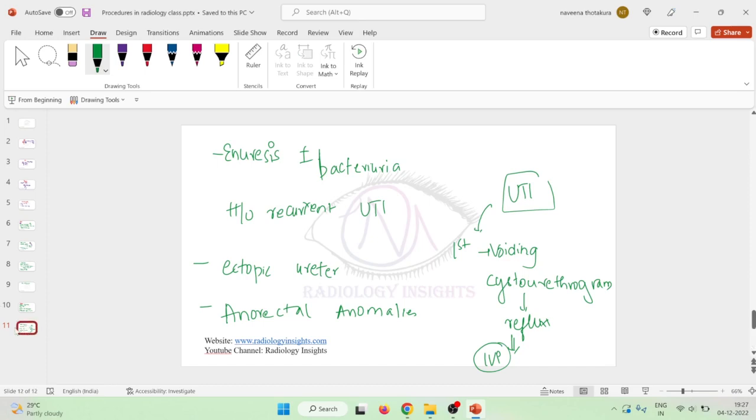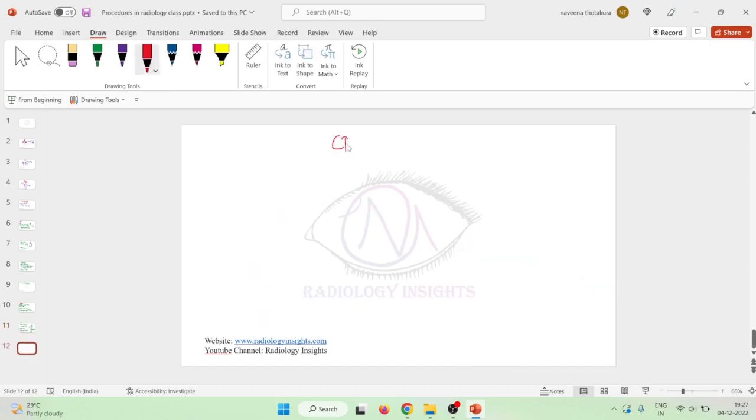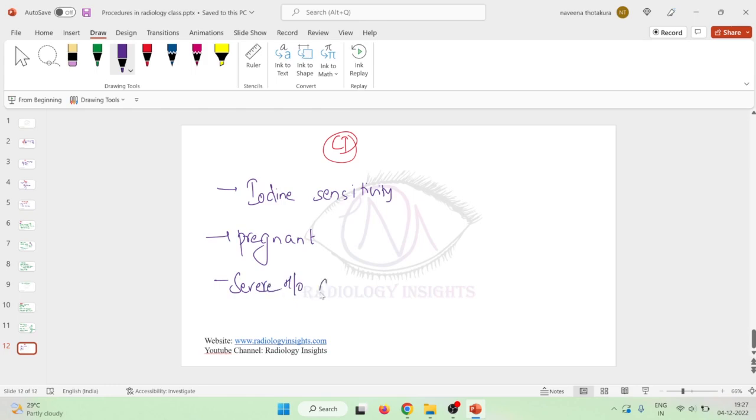Then, what are the contraindications of intravenous urography? Intravenous urography is not used if the patient has any iodine sensitivity, or if the patient is pregnant, then there can be issues with contrast, or if the patient has a severe history of anaphylaxis. In such cases, we do not do intravenous pyelography. So this is about intravenous pyelography. Thank you.